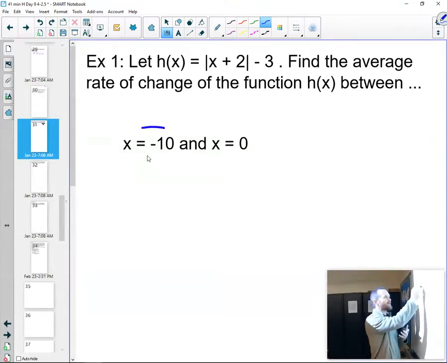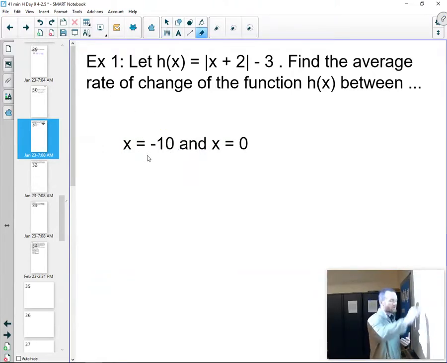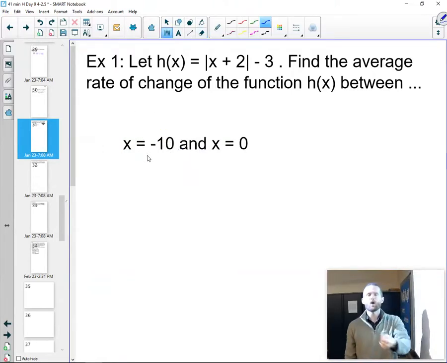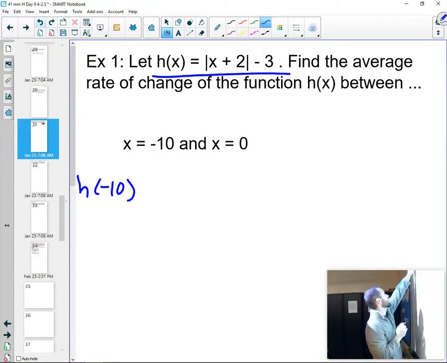And if we have an x value, how do we find the y value that goes with it? Well, hopefully we remember, we just take our x and plug it in. We substitute it in. So let's plug in negative 10. So that's going to be h of negative 10, just plugging it in right to that function they give us.